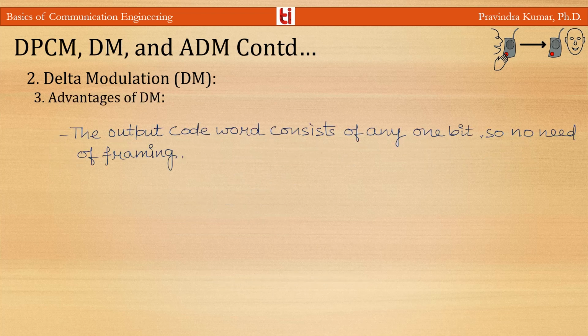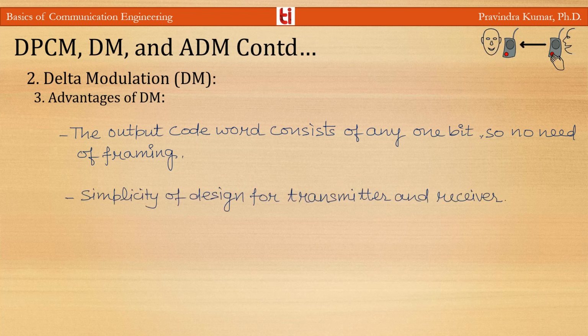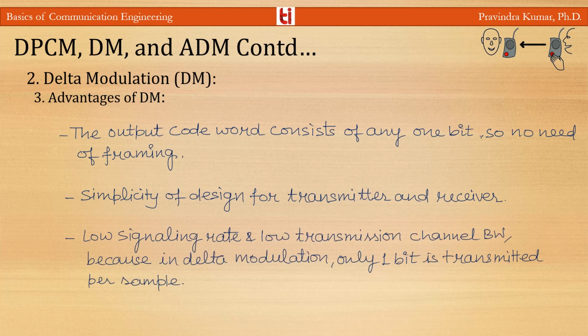Now if we talk about the advantages of DM, the output code word consists of only one bit, so there is no need of framing here. There is simplicity of design for the transmitter and receiver, low signaling rate, and low transmission channel bandwidth, because in delta modulation only one bit is transmitted per sample.